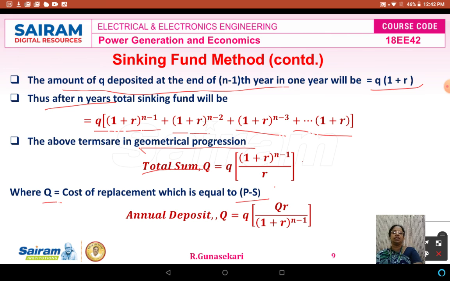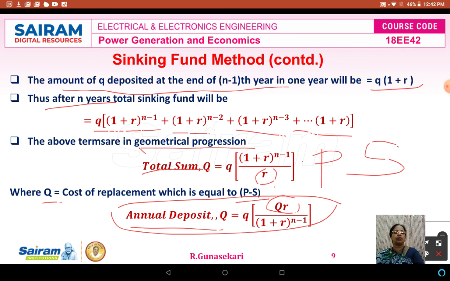But where the Q is nothing but the cost of replacement, which is equal to P minus S. Capital P is the initial cost. The capital S is nothing but the salvage value. So the small r is nothing but the rate of interest per annum. So therefore the annual deposit Q is equal to (P minus S) into r divided by 1 plus r the power n minus 1. By using this formula we can calculate the annual deposit. By using this formula you can calculate the total sum.